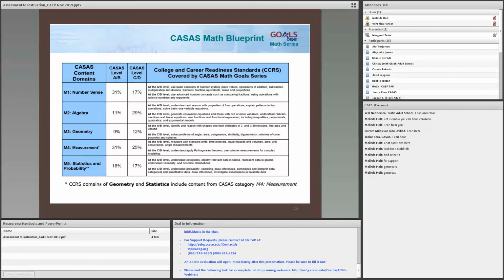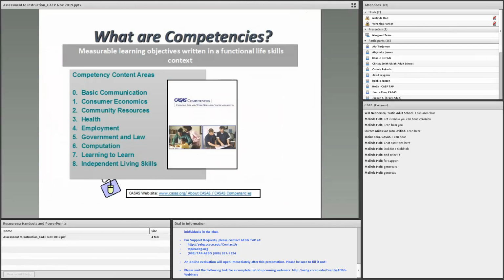These math blueprints, reading blueprints, listening blueprints are all online for everyone. Competencies are another way that we code items, and we want to cover different areas of functional life skills, from basic communication to learning to learn. Independent living skills would be in the power tests. So those are tests that you may not be familiar with. Those are for adults with disabilities.